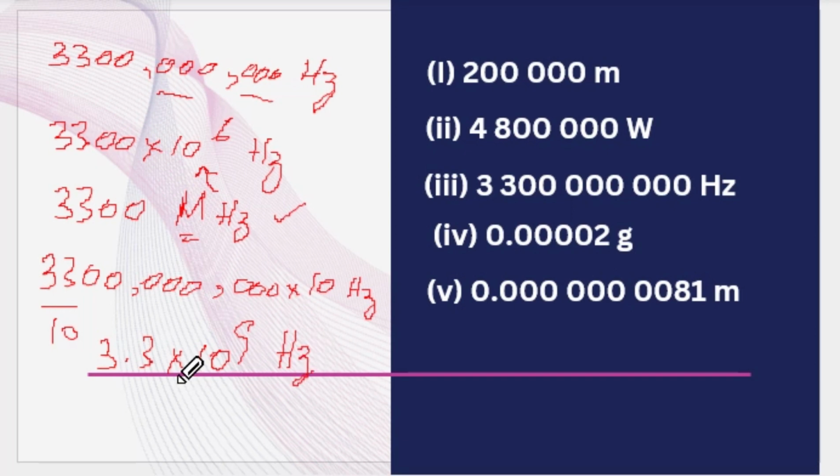gigahertz. It means that we have learned two methods to convert 3300,000 hertz. One is 3300 megahertz, and the other way is to write 3.3 gigahertz.